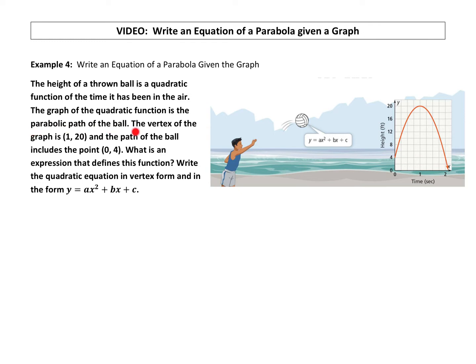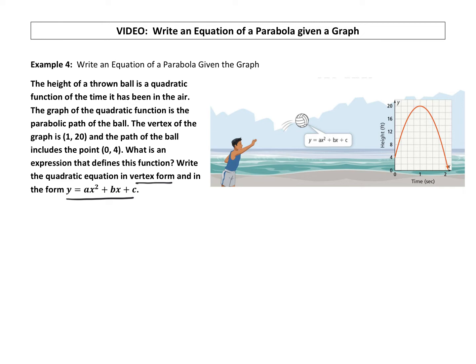Okay. The vertex of the graph is (1, 20). So we could have figured that out by looking at the graph: over 1, up 20. There's our vertex right there. And the path of the ball includes the point (0, 4). What is an expression that defines this function? Write the quadratic equation in vertex form and in the form y equals ax squared plus bx plus c.